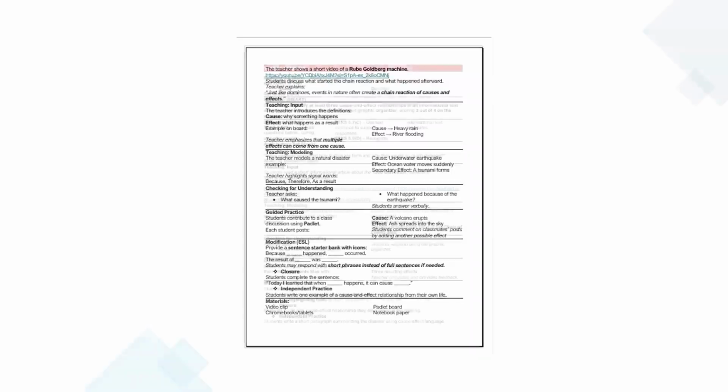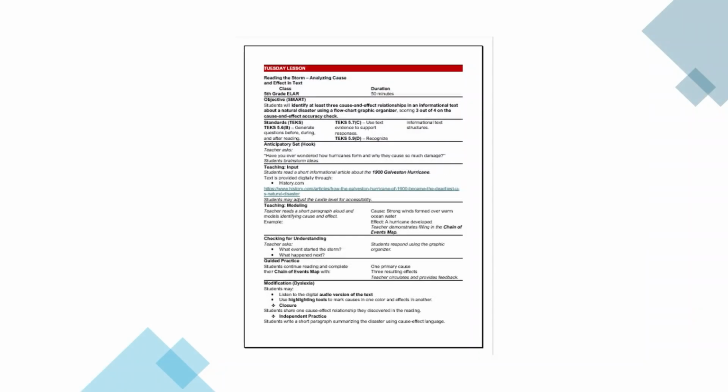Then we move on to slide 4, which will start the Tuesday lesson. So Tuesday's lesson is mostly reading the storm. We're analyzing cause and effect in text, and students will read an informational article about the 1900 Galveston hurricane, which was one of the deadliest disasters in U.S. history.